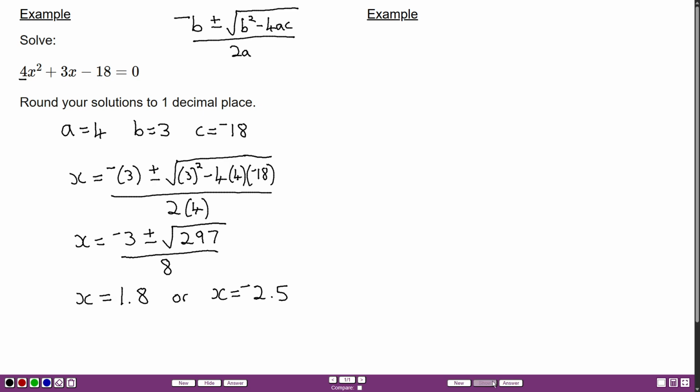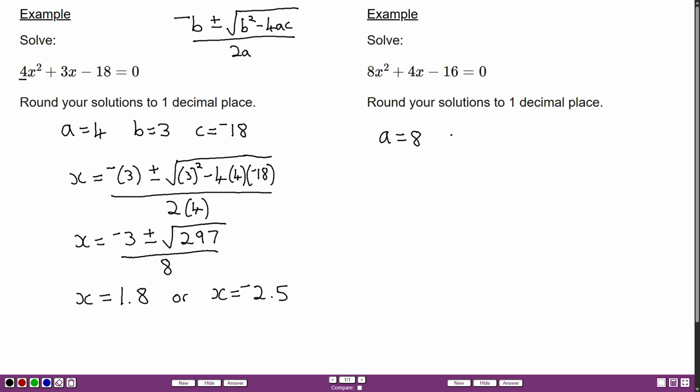Okay, so here's one for you to have a go at on the right. Have a go, pause the video, and then see if you get the same as me. Okay, so this time our A value is 8, our B is 4, and C is negative 16.